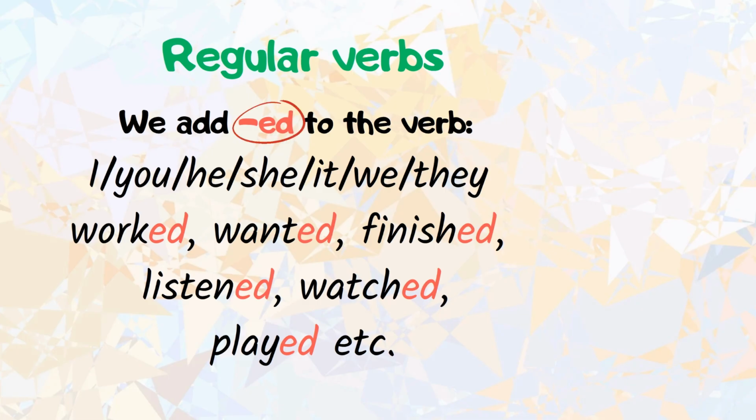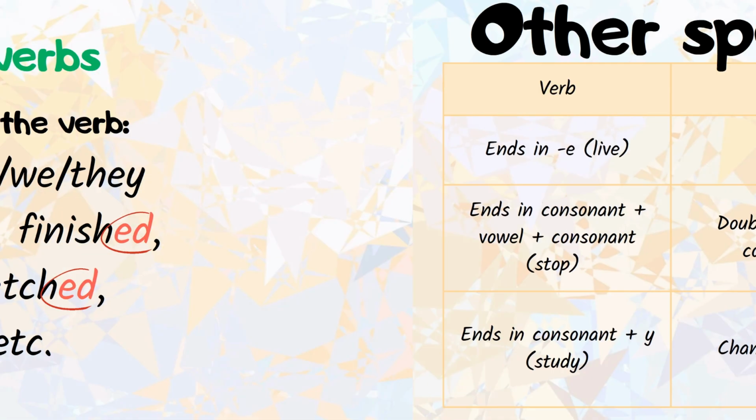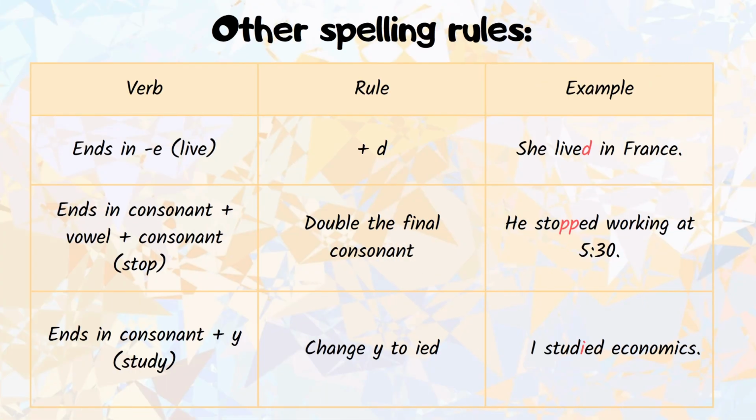Let's try to pronounce these verbs in the past. Worked, worked. Wanted, wanted. Finished, finished. Listened, listened. Watched, watched. Played, played. Well done. And what about the spelling rules or how we write the ending of the verbs in the past?